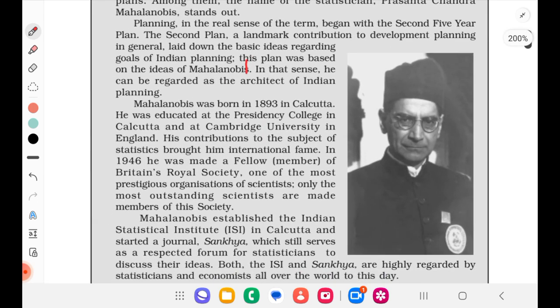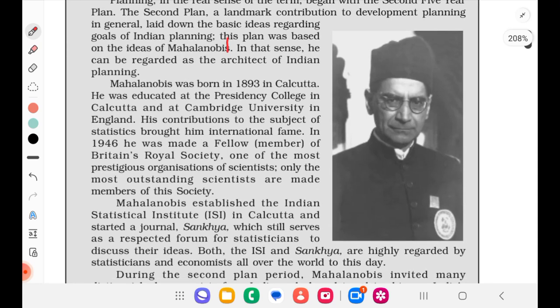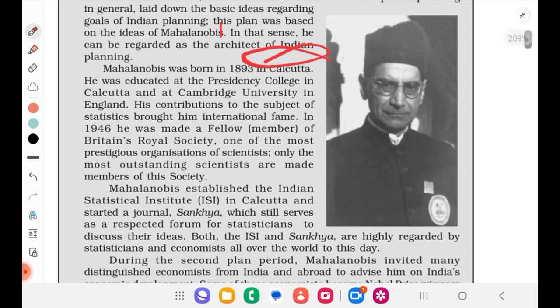Mahalanobis was born in 1893 in Calcutta. He was educated at Presidency College in Calcutta and at Cambridge University in England. His contribution to the subject of statistics brought him international fame. In 1946, he was made a Fellow of Britain's Royal Society, one of the most prestigious organizations of scientists. Only the most outstanding scientists are made members of this society.